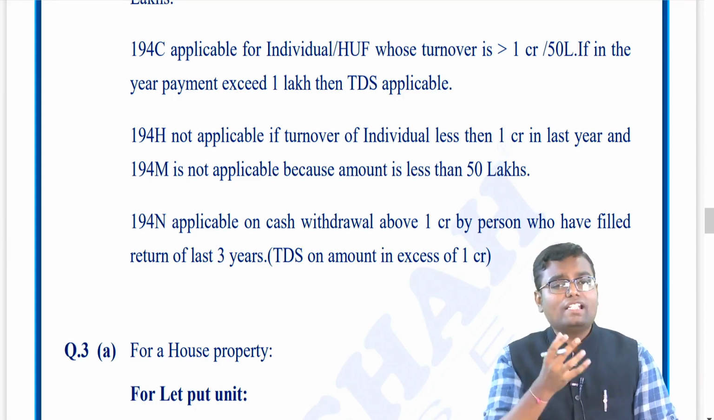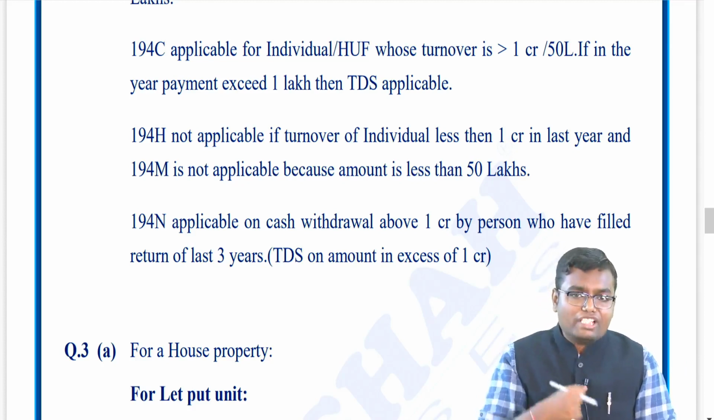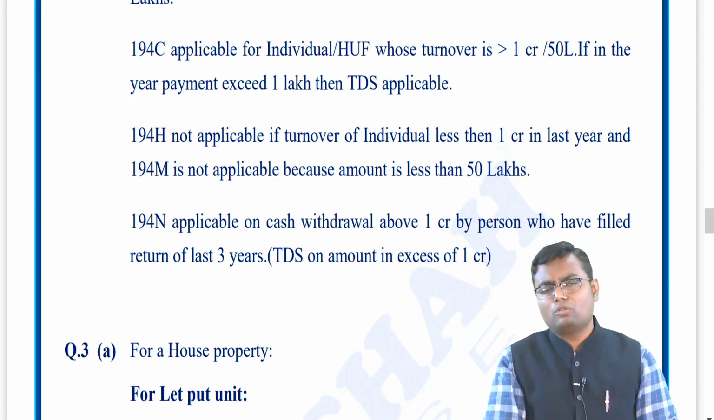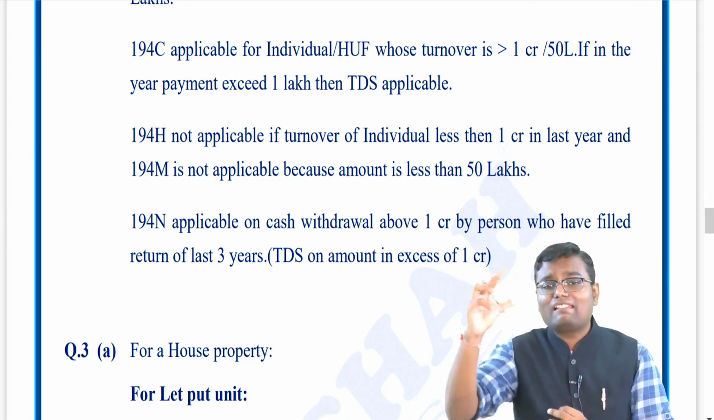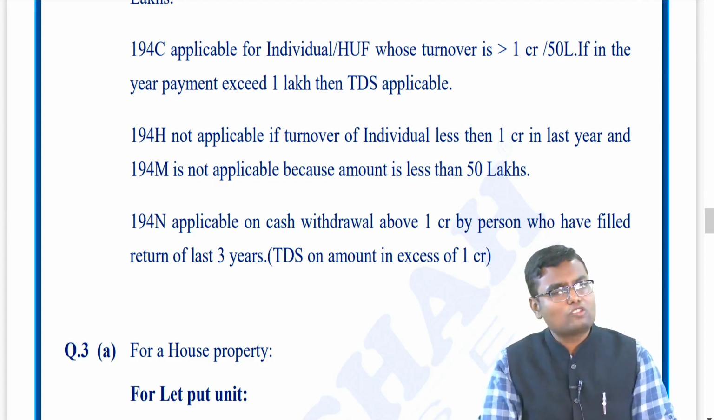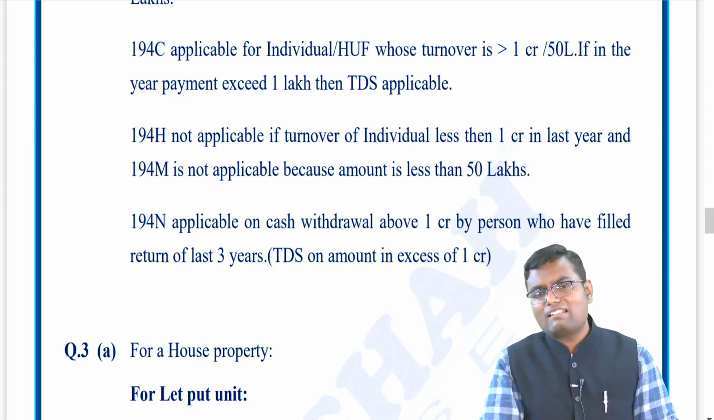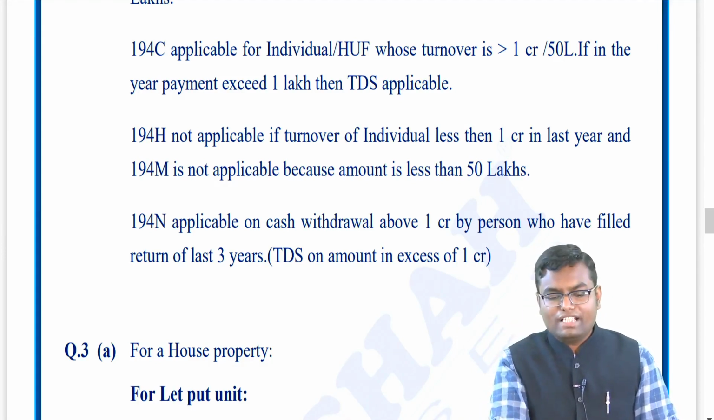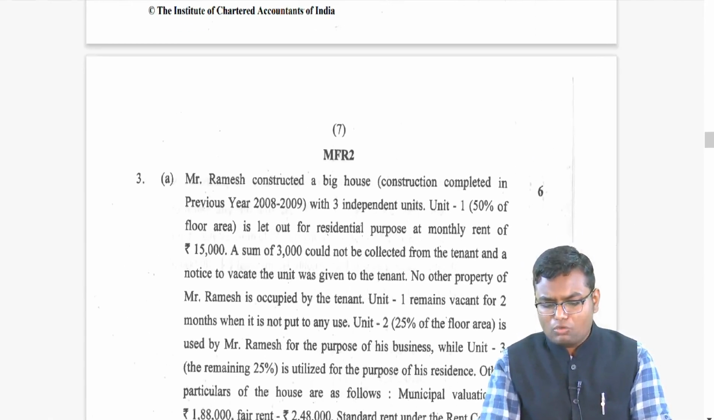Last point was related to cash withdrawal, 194N. If you withdraw cash above rupees 1 crore in the previous year from any bank or post office, on the withdrawal over and above 1 crore, 2% TDS is to be deducted. Here in the question, the person has filed the return of income for the last 3 years and that's why the 1 crore threshold will be applicable in 194N. So that was the question totally covered in the JKSC textbook.